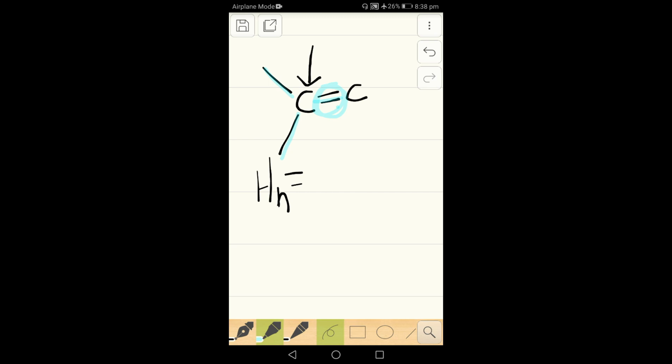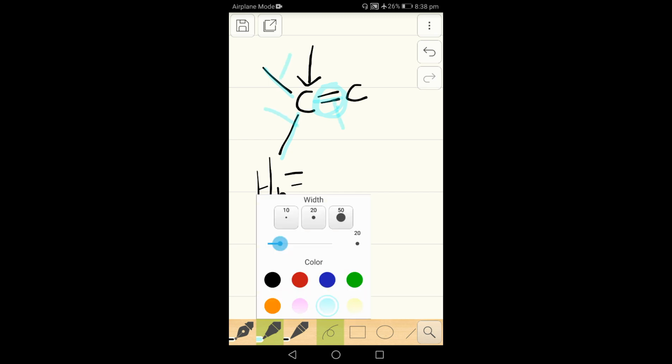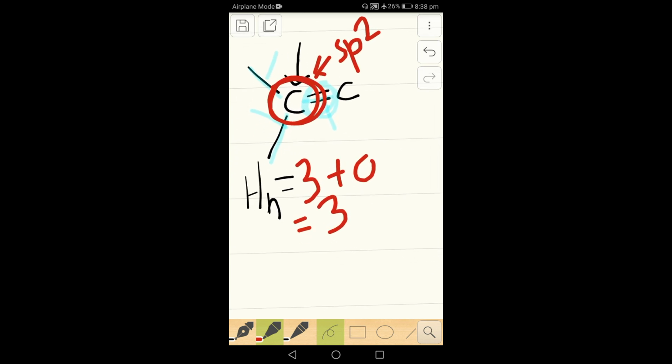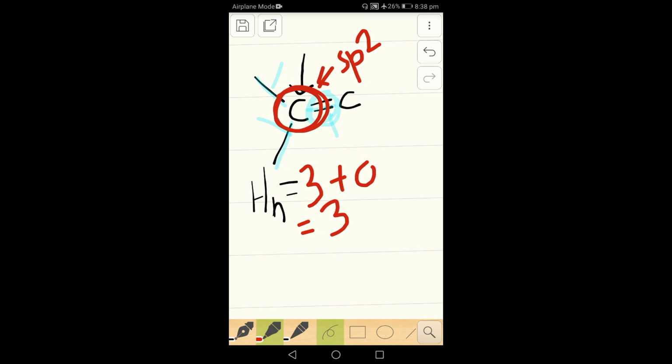So there are 1, 2 and 3 sigma bonds and no lone pairs. So the hybridization number would be 3 sigma bonds and no lone pairs. That means the hybridization number is 3. So the nature of hybridization around this carbon atom is sp2. Okay, I hope you have got it. This is how the hybridization number can help you find the nature of hybridization in the outermost shell of each atom.